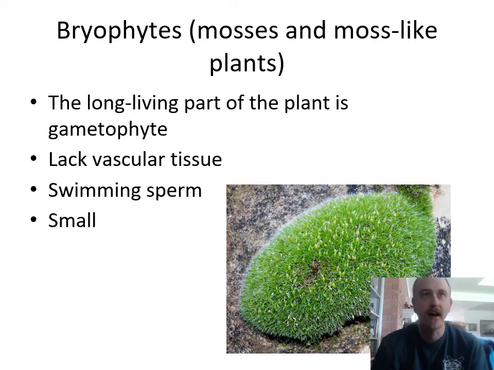Okay. Now, bryophytes, the mosses and other moss-like plants, are unique in the plant world because the big green thing that you see is the gametophyte. It's haploid, it makes gametes. So the big green fluffy stuff that you see is gametophyte. And these are not terribly well adapted to land. They're okay on land. They live on land, of course.